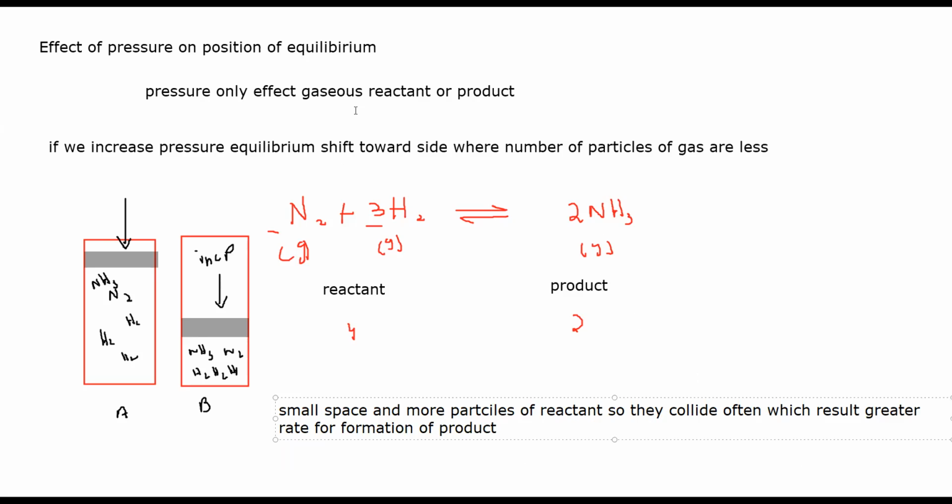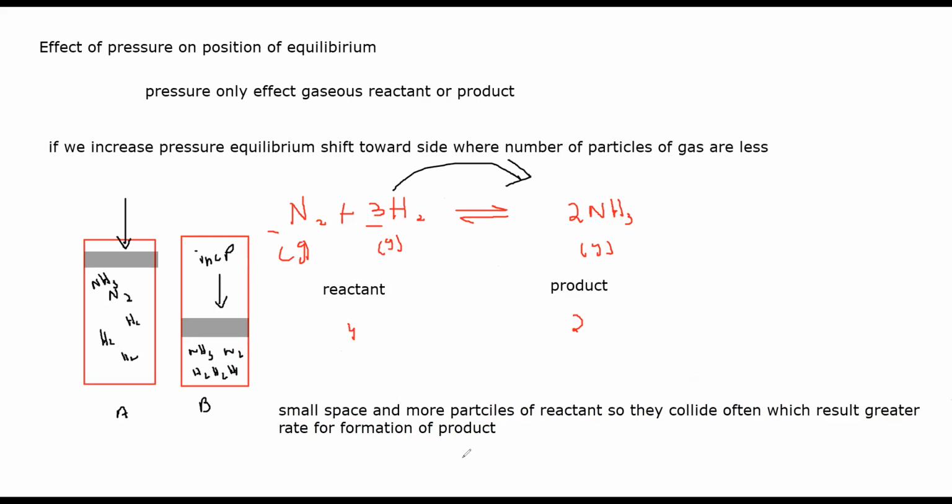and I have 2 product particles. Reactant, because more particles, so more collisions. As the reactants collide more often, they will result in the formation of a greater amount of product, because the reactant particles collide and they form a product.